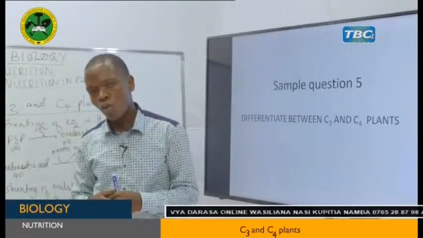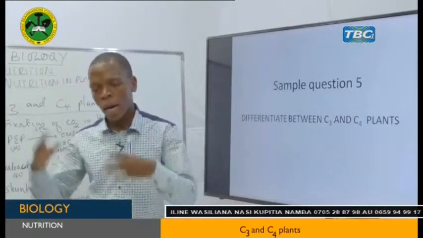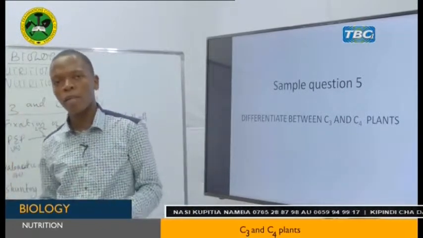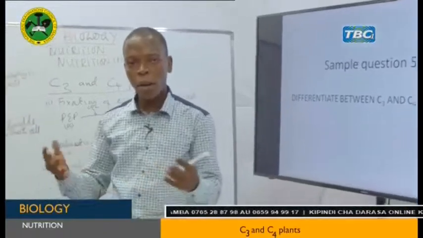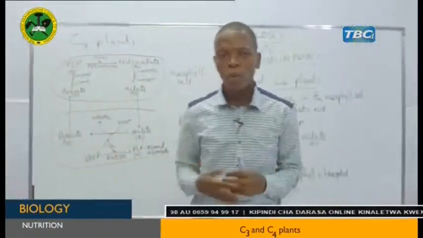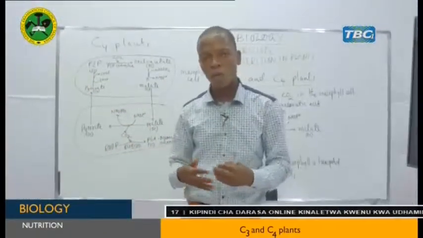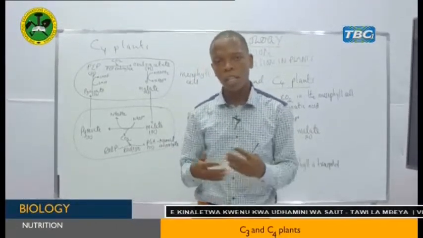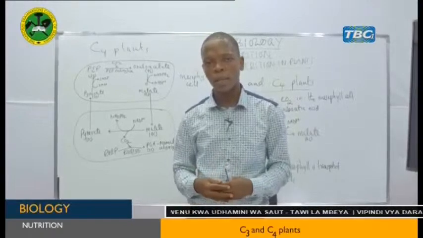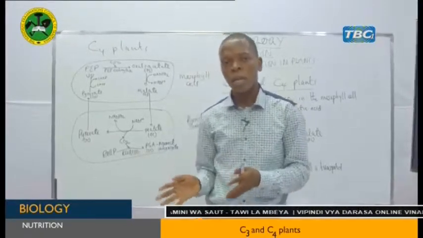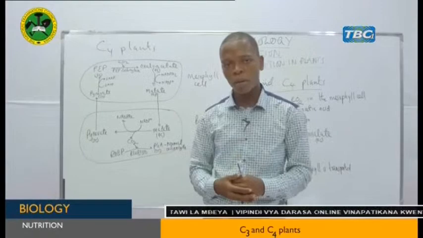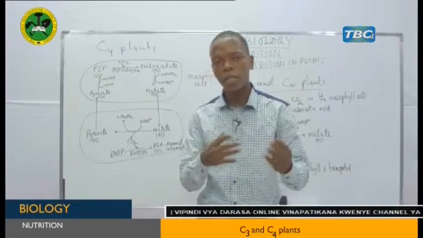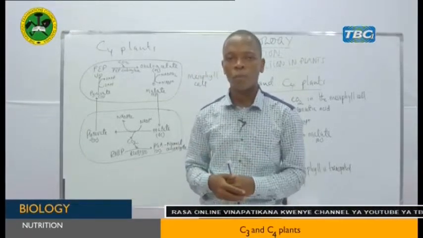Let me conclude my presentation by saying we have seen the C3 plant and the C4 plant. Up to now, you know examples of C3 plants, how photosynthesis occurs in C3 plants, and how it occurs in C4 plants. You can explain the Hatch-Slack pathway and the Calvin cycle.